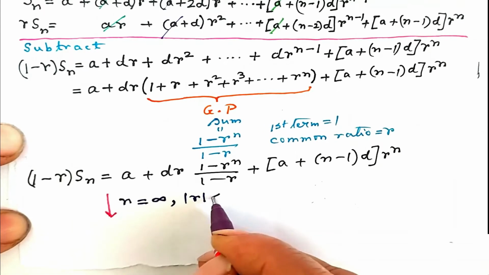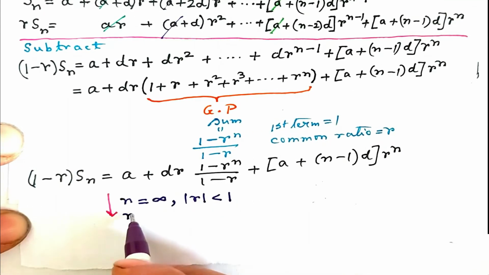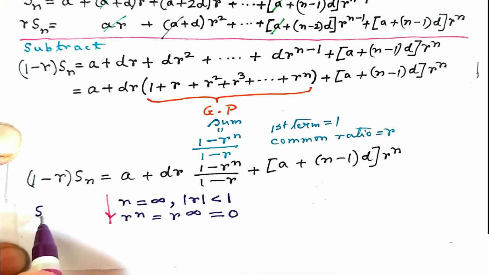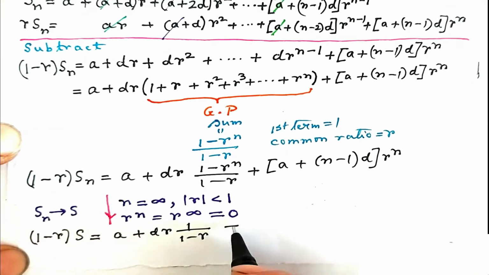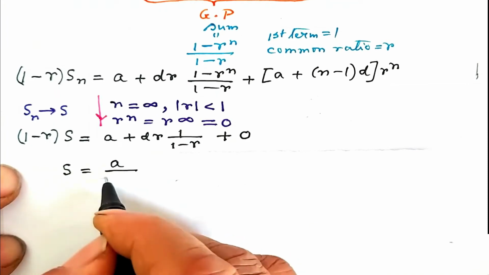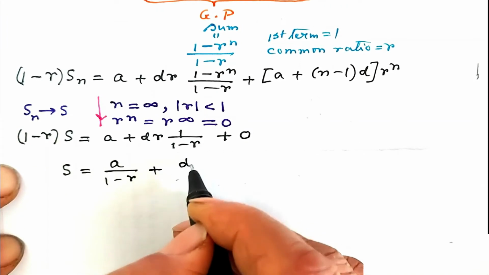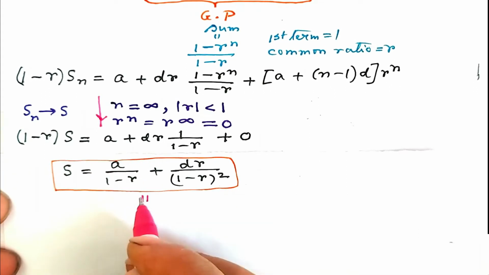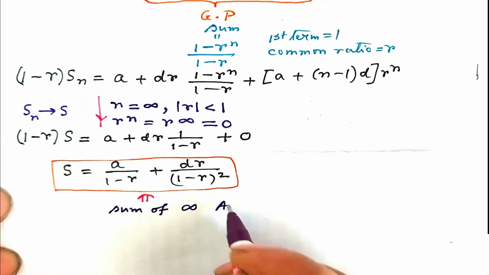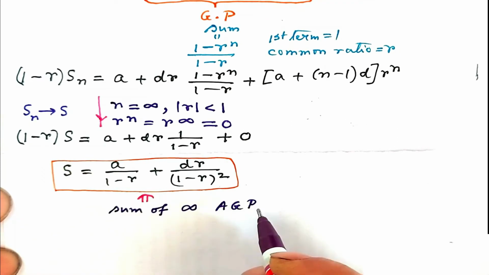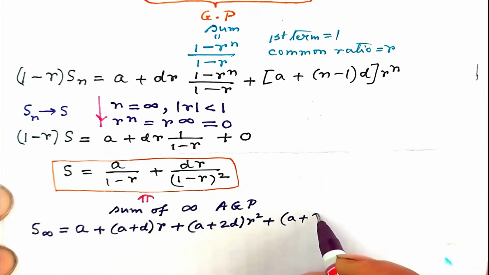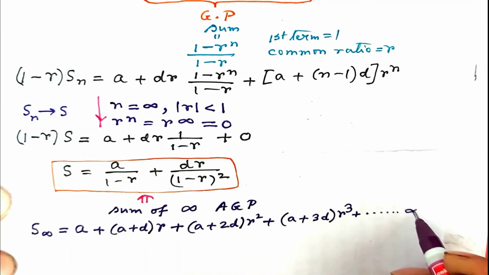As mod of r is less than 1, it follows that r to the power n, that is r to the power infinity, is 0. And let us replace Sn by s for convenience. We thus have s equal to a by 1 minus r plus d into r divided by 1 minus r whole square. This is the formula for the sum of an infinite arithmetico-geometric progression. Let us write it. Now it goes to infinity.